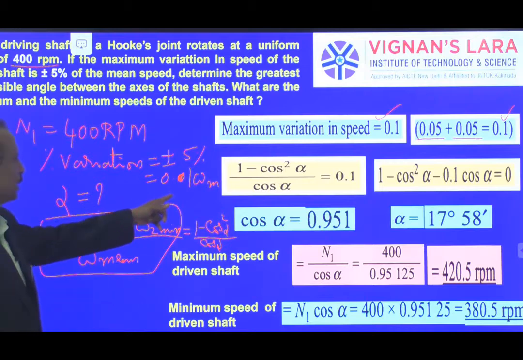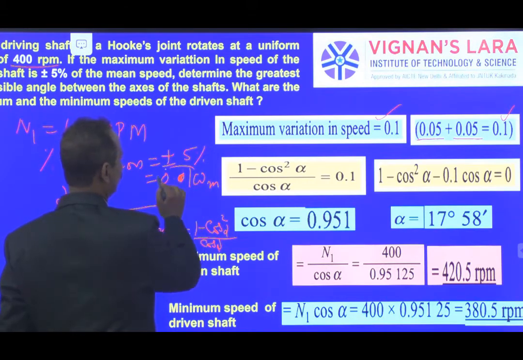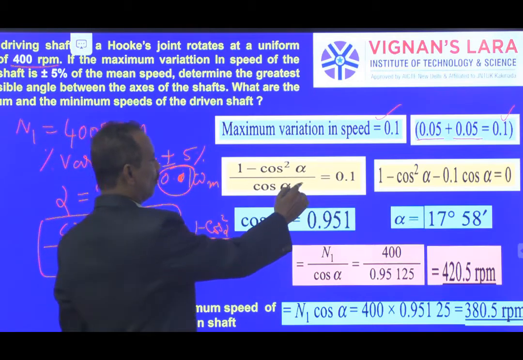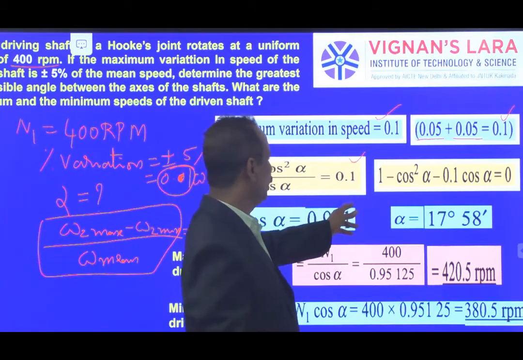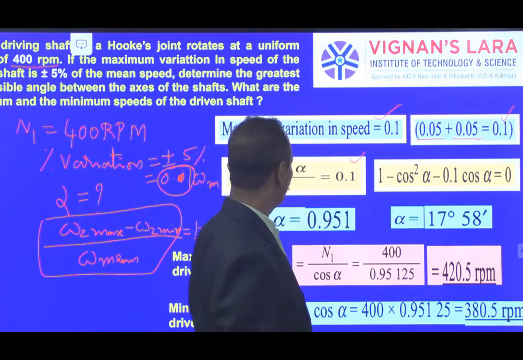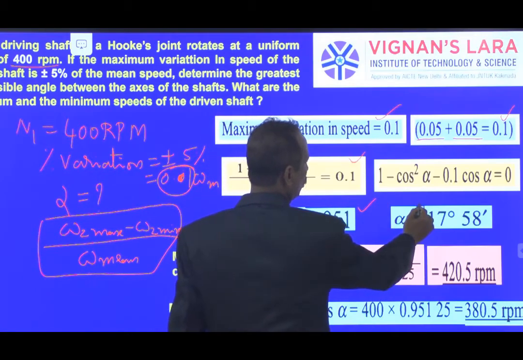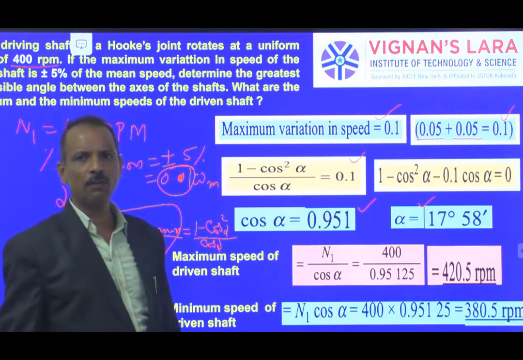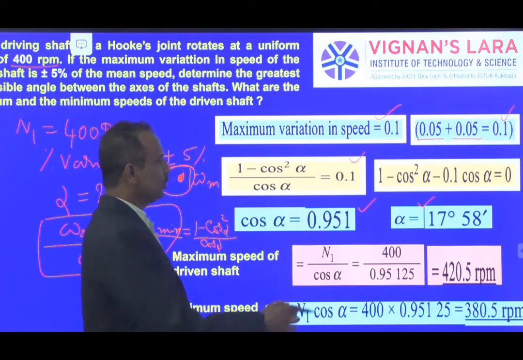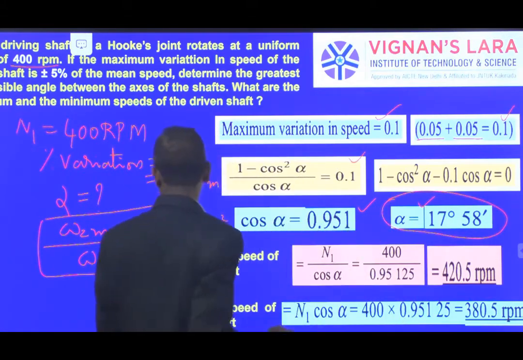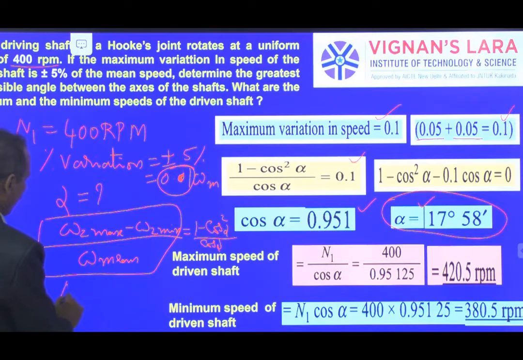By mean, in terms of percentage, that is 0.1. So (1 - cos²α)/cos α is equated to 0.1. Then by solving the equation, cos α is obtained, then α equals cos inverse, and we get 17.58, that is 17 degrees 58 minutes. So once you get this α value, your job is to find N2 max and N2 minimum, that is output shaft speed maximum and output shaft speed minimum.